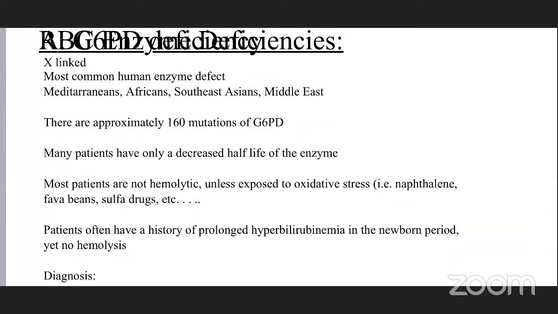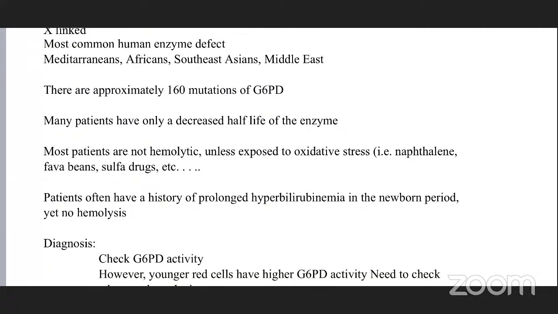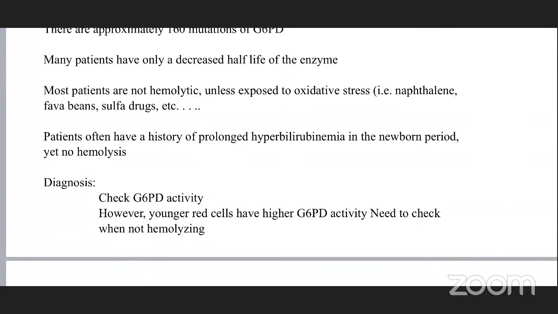Many patients have only a decreased half-life of the enzyme. Most patients are not hemolyzed unless exposed to oxidative stress, for example fava beans or some drugs. Patients often have a history of prolonged hyperbilirubinemia in the newborn period, yet are not hemolyzed. For diagnosis, we check G6PD activity.